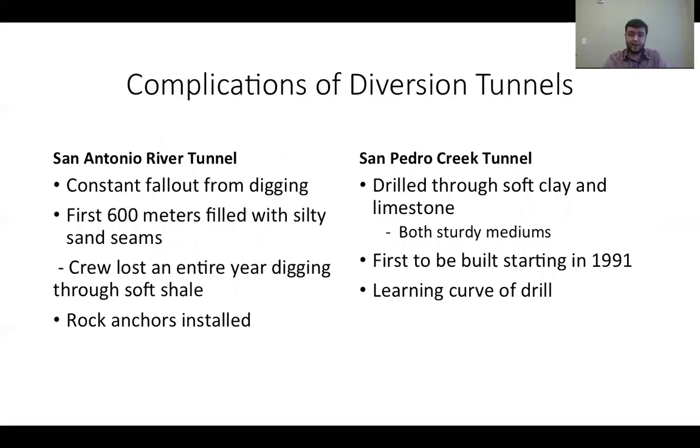Now, the complications of the diversion tunnels, the San Antonio River Tunnel had many problems, mostly due to the soft shell the drill had to dig through. The first 600 meters were filled with sand seams that kept leading to fallout, witnessed by many of the contractors. The crew lost an entire year digging through this soft shell from the first 600 meters. Now, to combat this, the crew installed deep-seated rock anchors to keep the drill sturdy.